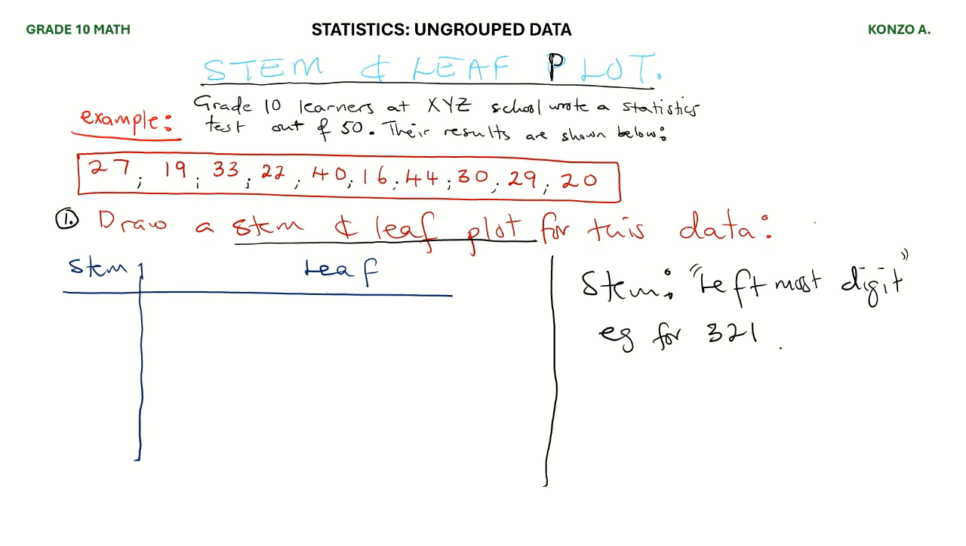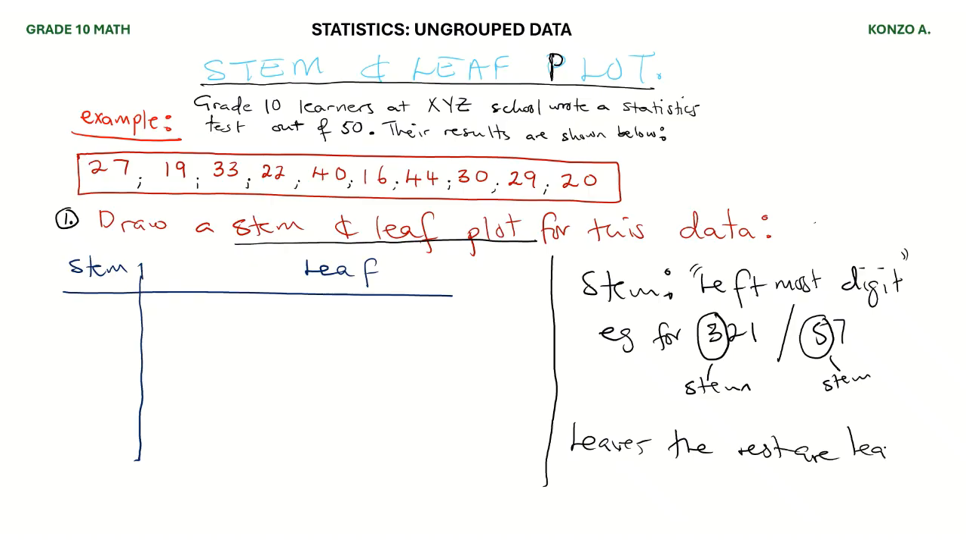321, the stem would be 3. Hopefully that makes sense. Or for the number 57, the stem would be 5. The leftmost digit is your stem, and then these other ones that remain become leaves. The rest are leaves.